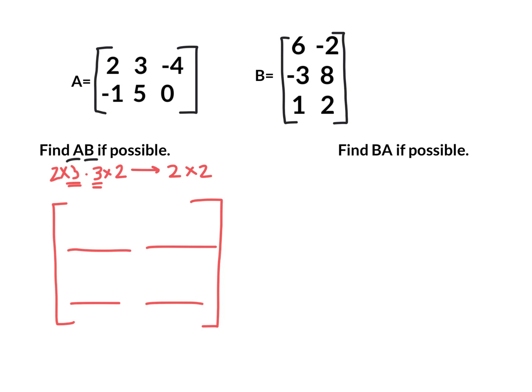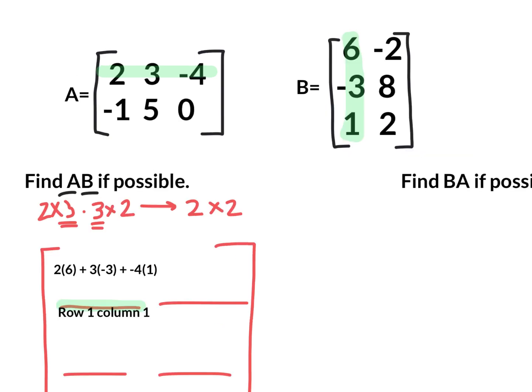Remember, we do rows by columns, and this spot right here is the first row, first column. So I am going to look at row 1 and column 1, in that order. When we multiply, we multiply the corresponding parts and then add them together. I'm going to get something like this. Notice I did the first times the first, second times the second, third times the third, and then I will add those results together. In this case, that would be 12 minus 9 minus 4, so negative 1.